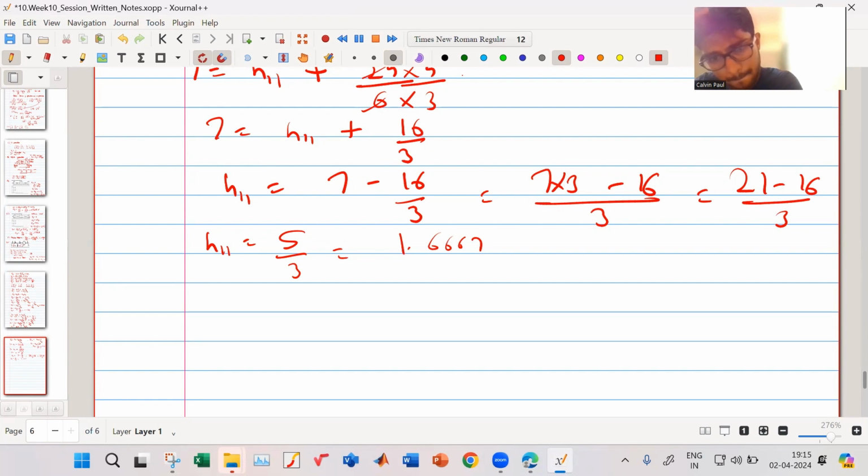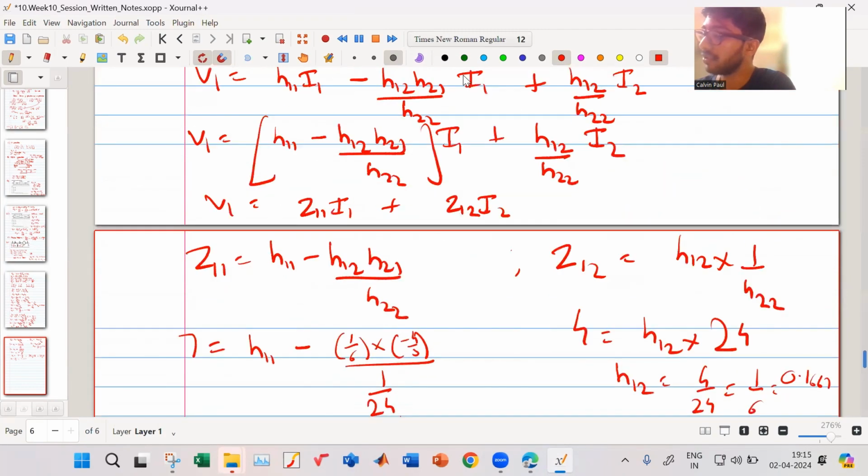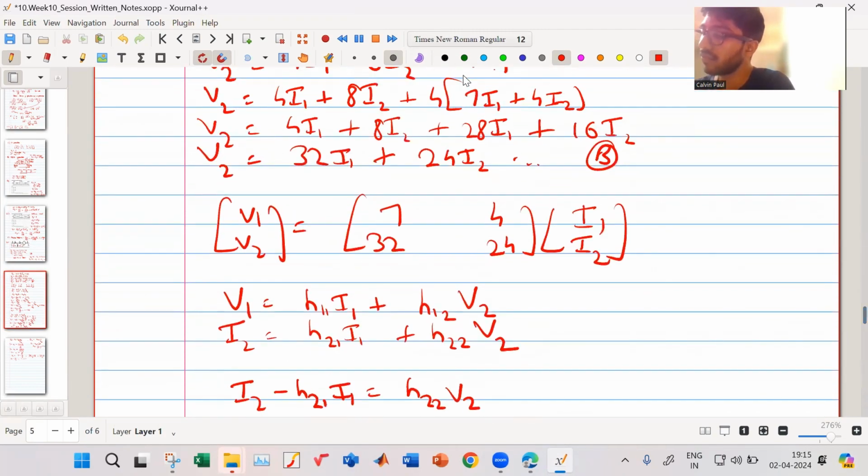No, okay. So I'll repeat it. We found V1, V2 in terms of I1, I2. So we have found the Z parameters of this two-port network. Now you tell me what the H parameters of this network are. You can either start solving again, or you can just directly convert these equations into the Z parameter type equations.